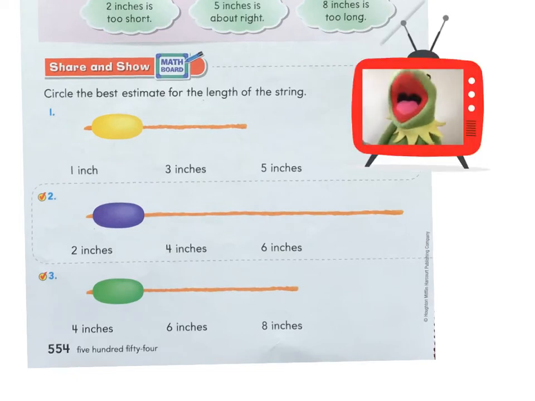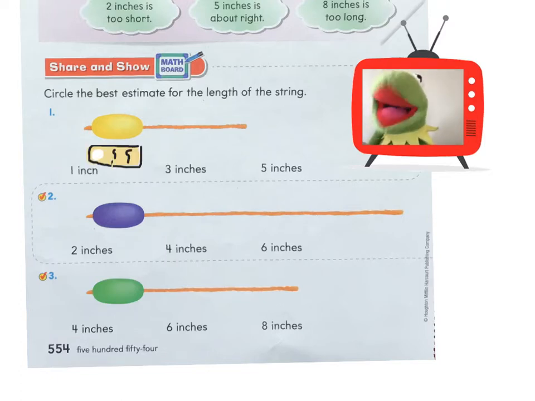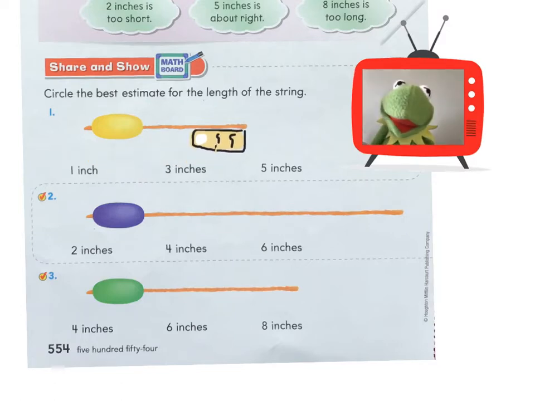Hi-oh, boys and girls, Kermit again, here to help you with your math. All right, get out your little picky finger and use it to measure against the beads. Make an estimate as to how long each of the orange yarn strings are. Let's do number 1 first. Use your little pinky finger, move it along the string, and what is your answer? Did you say 3? Good job.